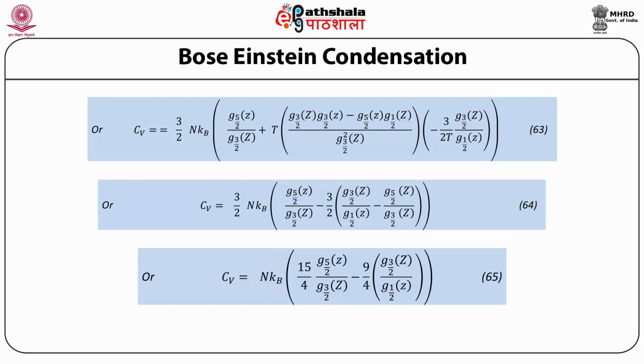Or the specific heat at constant volume becomes equal to n kB multiplied by 15/4 times the Bose integral of order 5/2 divided by the Bose integral of order 3/2 minus 9/4 multiplied by the Bose integral of order 3/2 divided by the Bose integral of order 1/2. Here we note that the term in the parenthesis on the right hand side decreases till, in the limit z approaching 0, Cv is equal to n kB multiplied by 15/4 minus 9/4, which is equal to 3/2 times n kB.